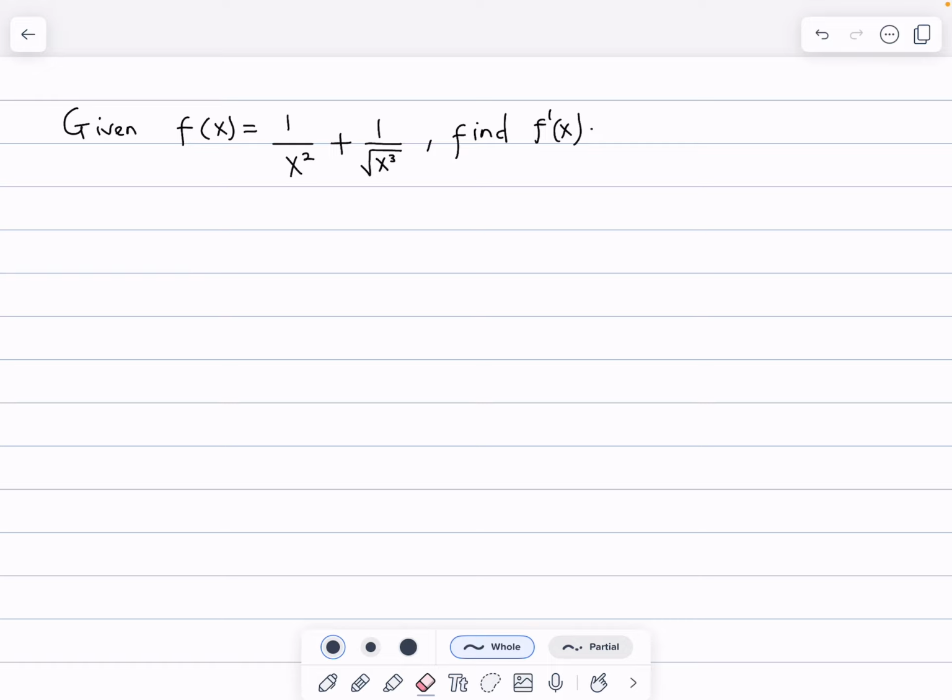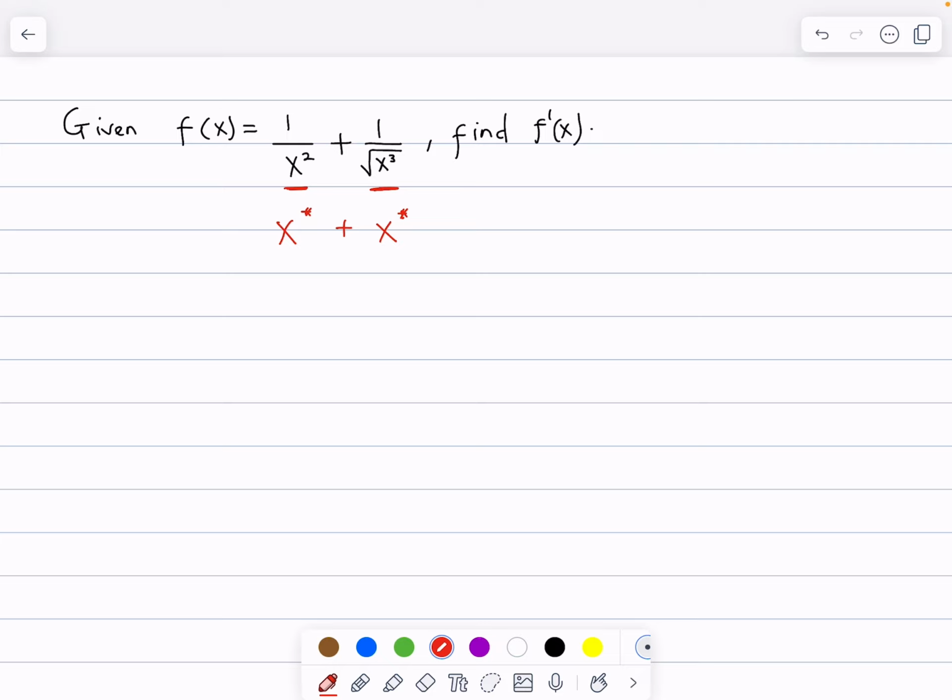Now if you have a function like this, the big idea here is we want to rewrite each term in this function to look like x to the power of something plus x to the power of something. And why do we want to do that? We want to do that so that we can easily apply the power rule.